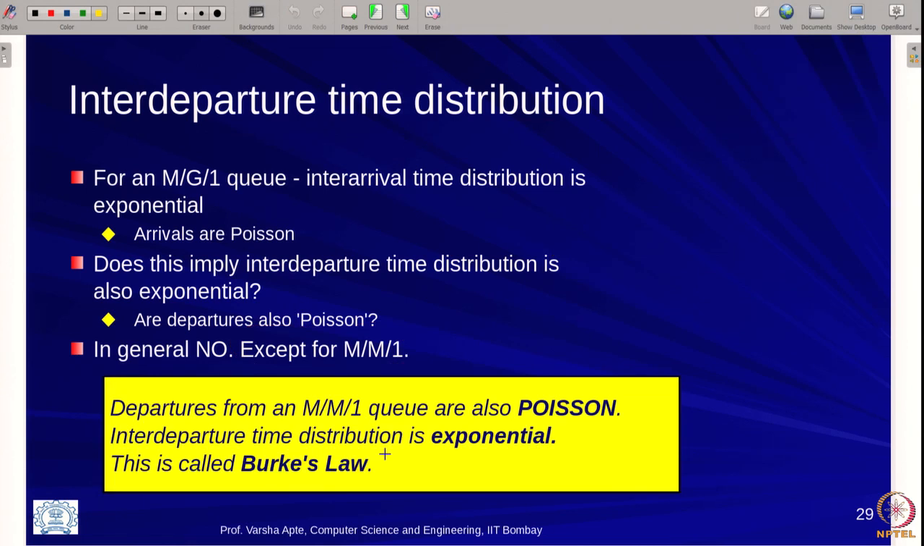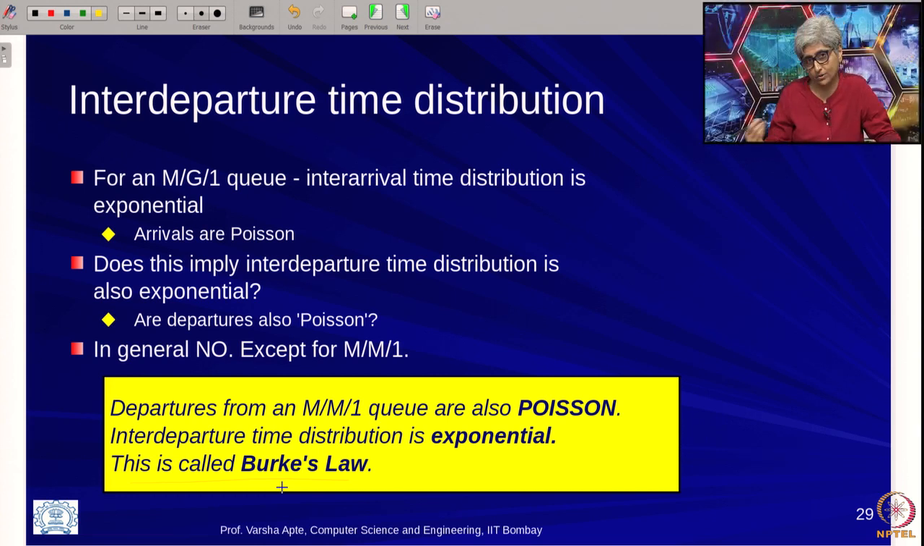So, this law actually has a name, it is called Burke's law. It basically says that the output of an MM1 queue is also Poisson.